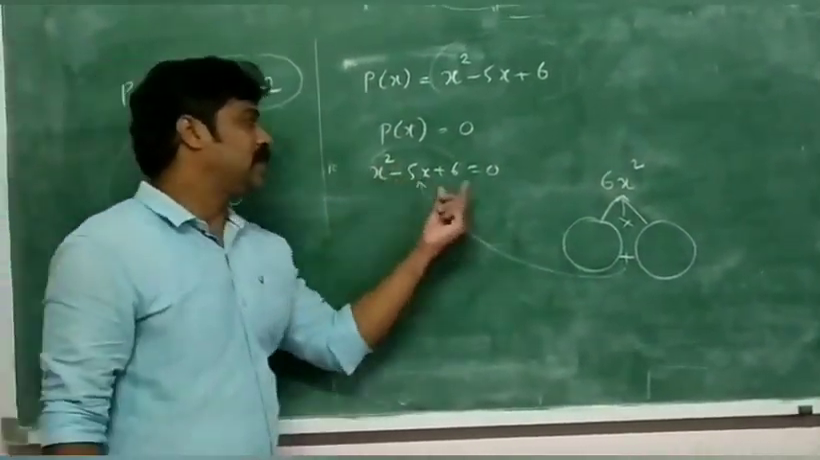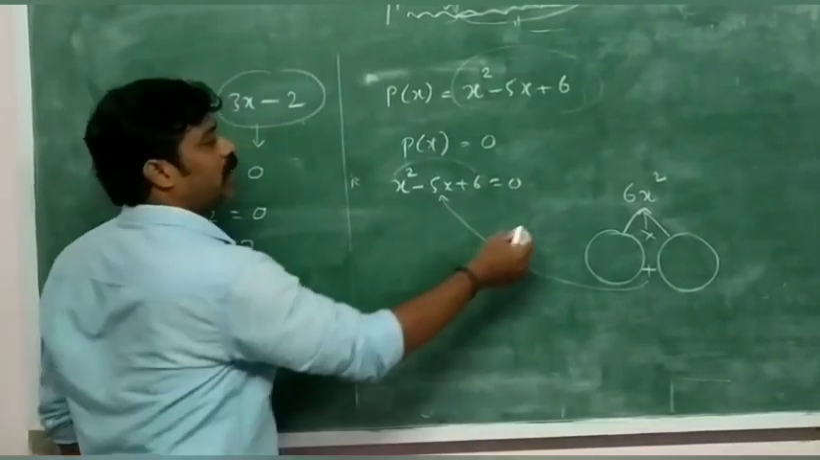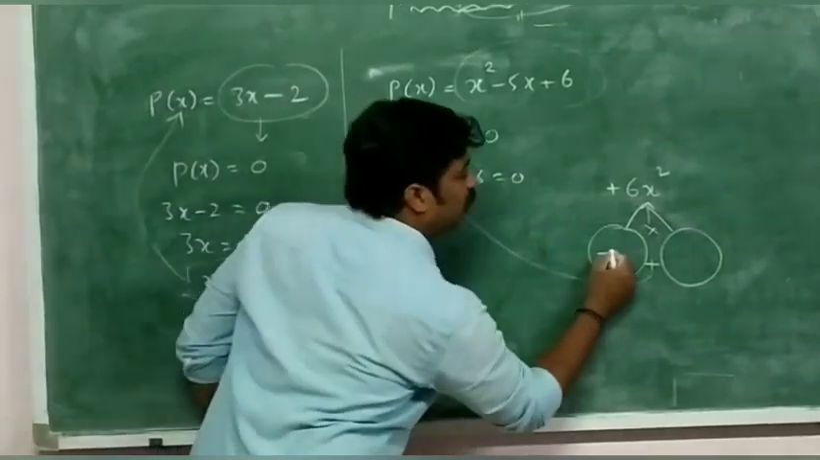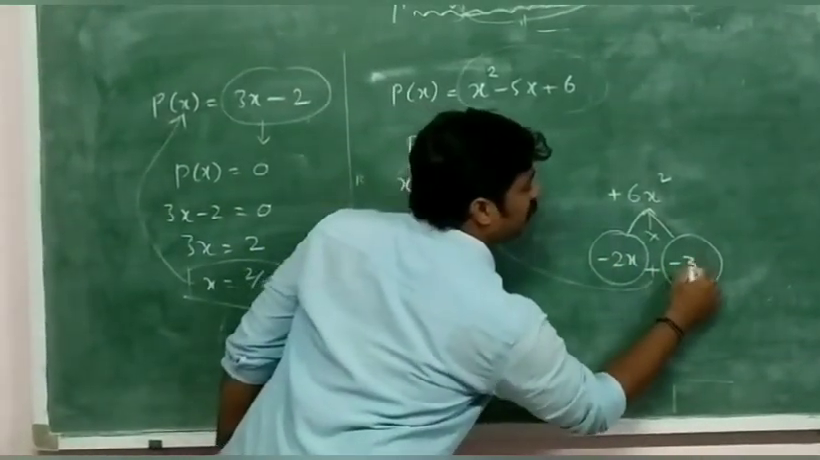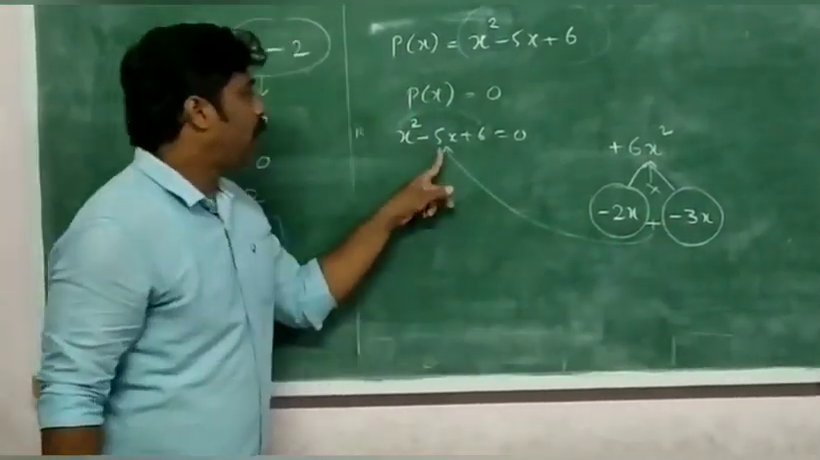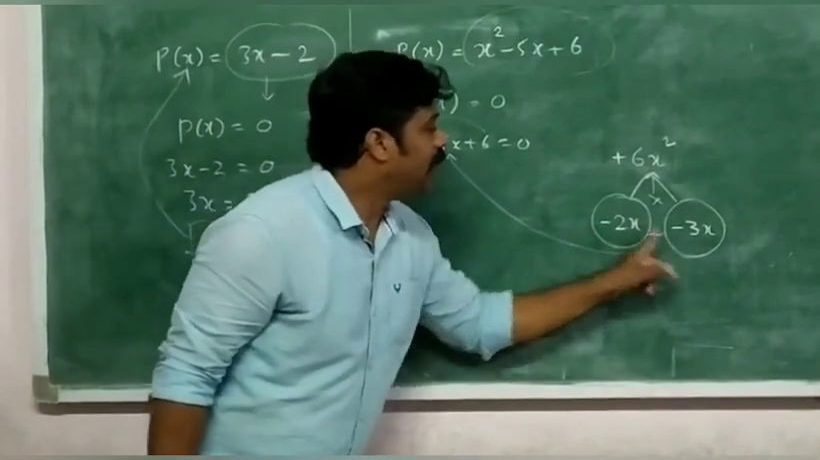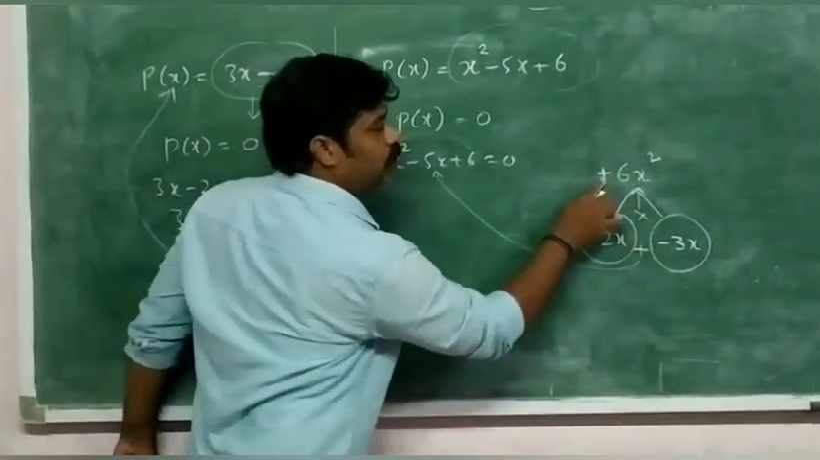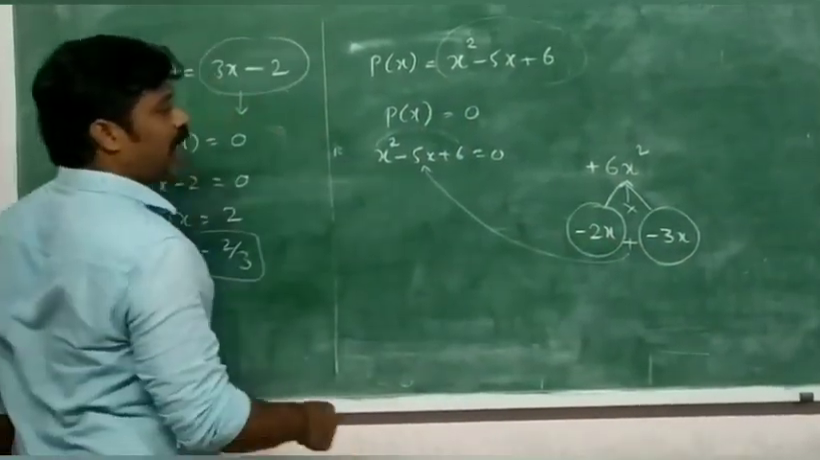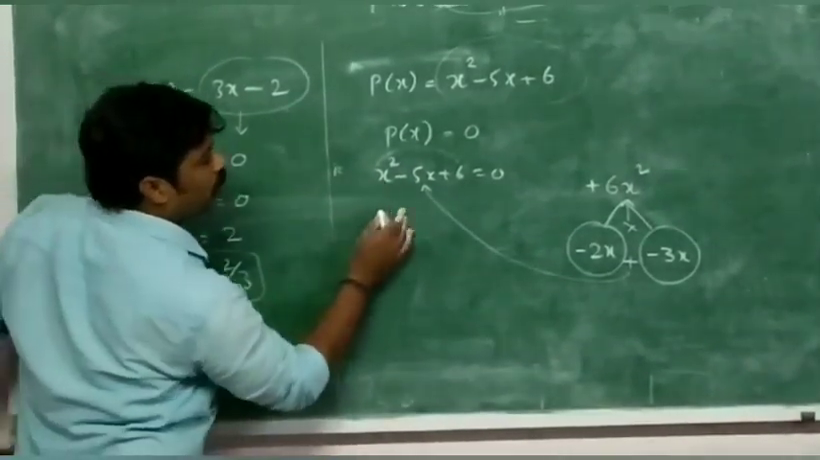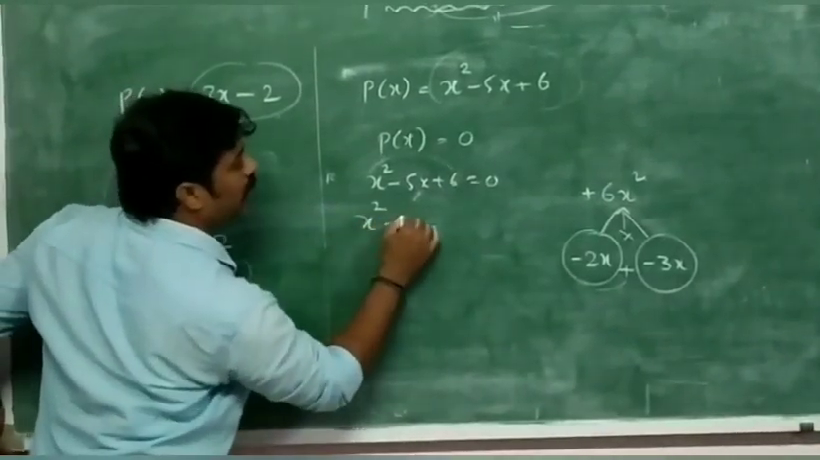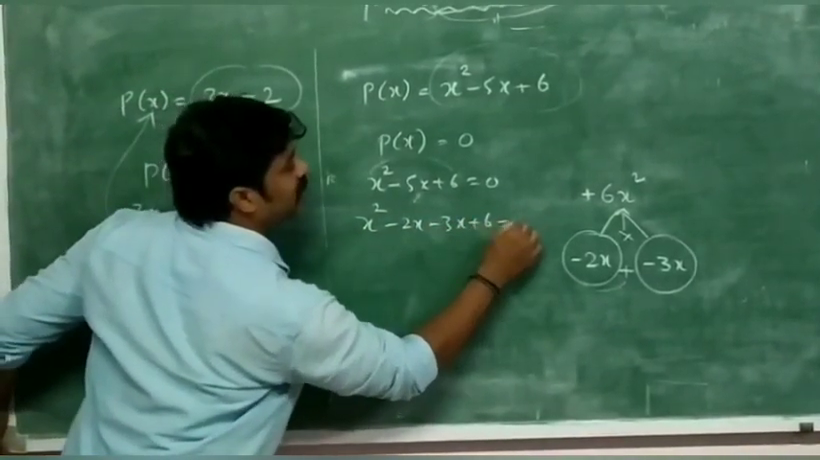So like that we have to split this minus 5x. If you observe this, 6x square we can write as plus 6x square. So we can take factors as minus 2x and minus 3x. Because if you add these two, minus 2, minus 3, we get minus 5x, and if you multiply these two, we get the above term: minus into minus is plus, 2 into 3 is 6, x into x is x square. So minus 2 and minus 3 are the factors for this. So we can split in place of minus 5x: x square minus 2x minus 3x plus 6 is equal to 0.